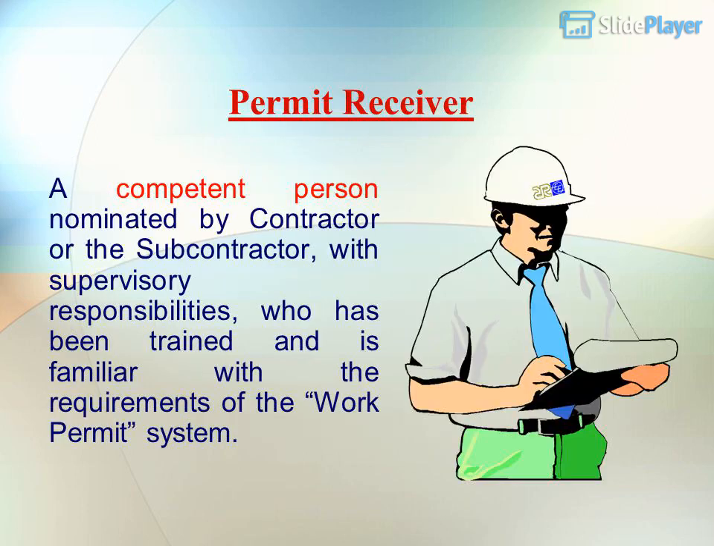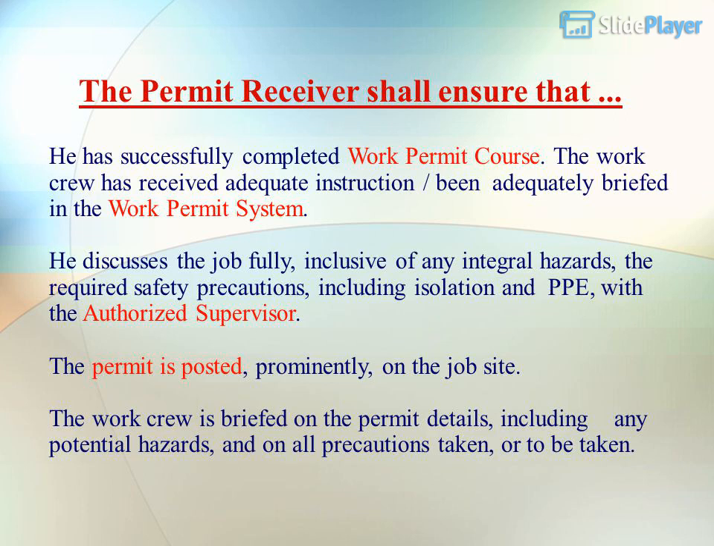permit system. Permit Receiver. A competent person nominated by the contractor or the subcontractor, with supervisory responsibilities, who has been trained and is familiar with the requirements of the work permit system. The permit receiver shall ensure that he has successfully completed the work permit course. The work crew has received adequate instruction and been adequately briefed in the work permit system. He discusses the job fully, inclusive of any integral hazards, the required safety precautions, including isolation and PPE, with the authorized supervisor. The permit is posted prominently on the job site.